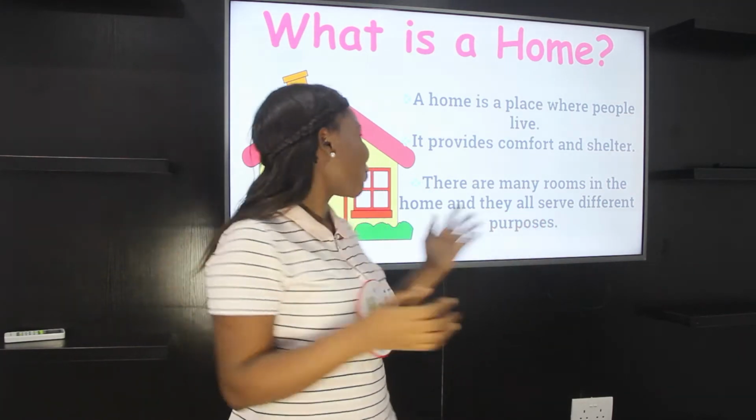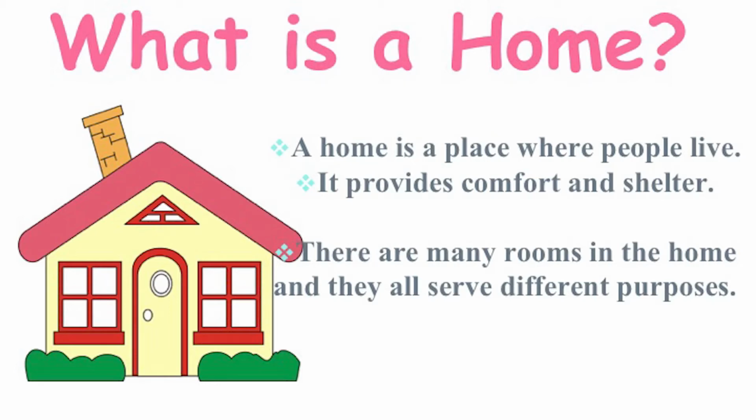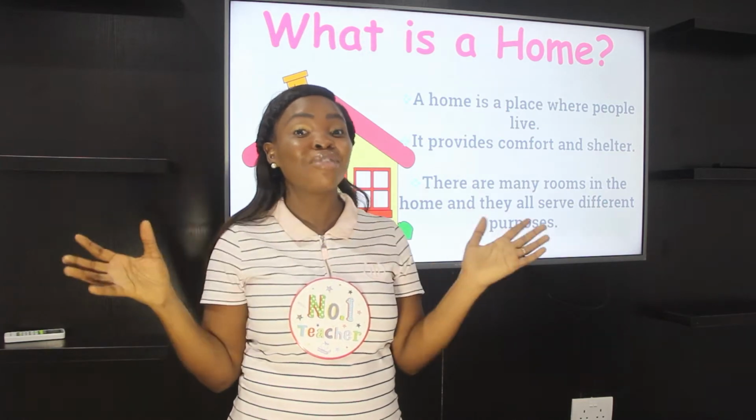Now, what is a home? A home is a place where we live. It provides comfort and shelter. There are many rooms in the home and they all serve different purposes. Okay? And we all know why we have a favorite spot in the home.